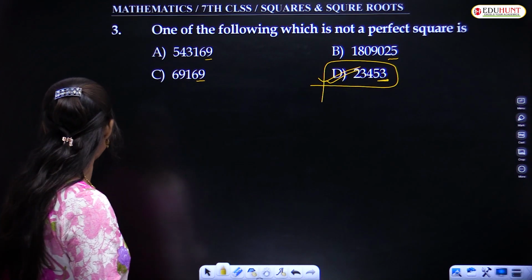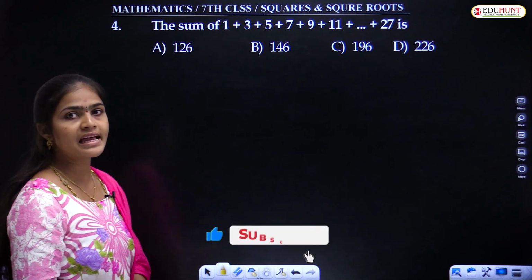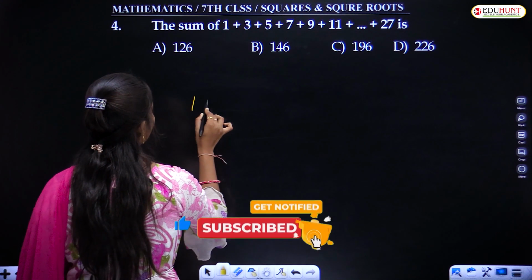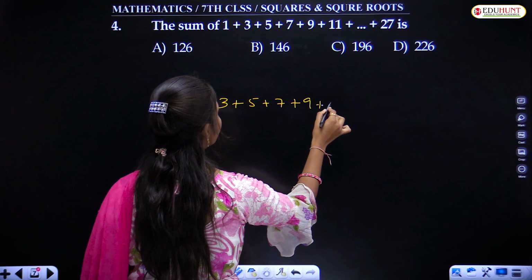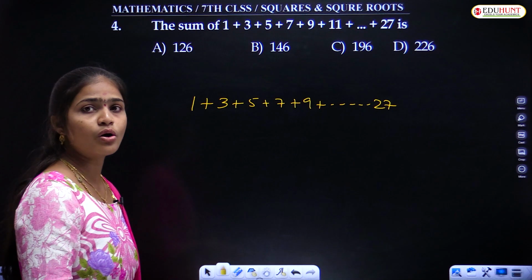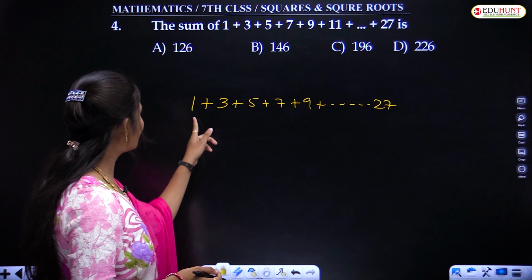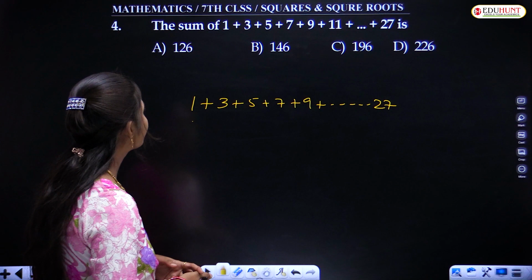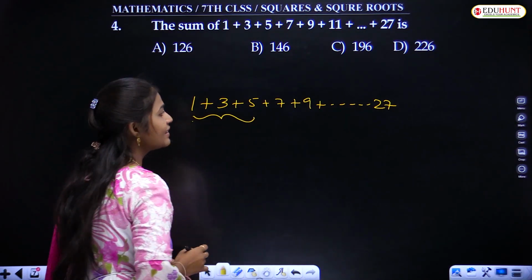Okay, let us see the next one. The sum of 1 plus 3 plus 5 plus 7 plus 9 plus 11 and so on up to 27. When you observe, these are all odd numbers only, no? Observe that 1, 3, 5, 7, these are all odd numbers. Okay, but how to add all these numbers?